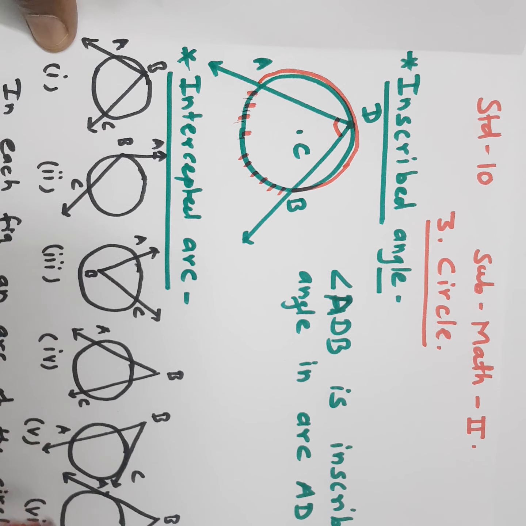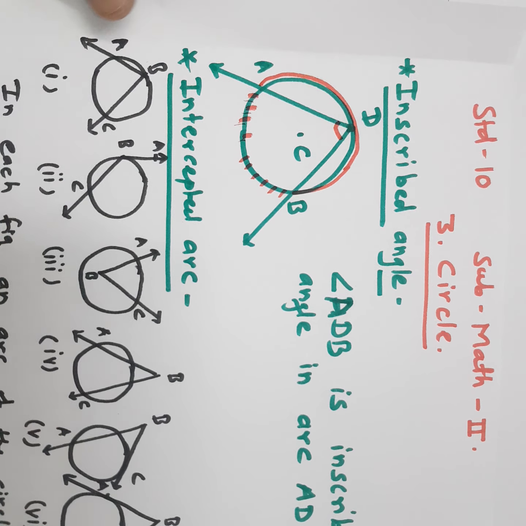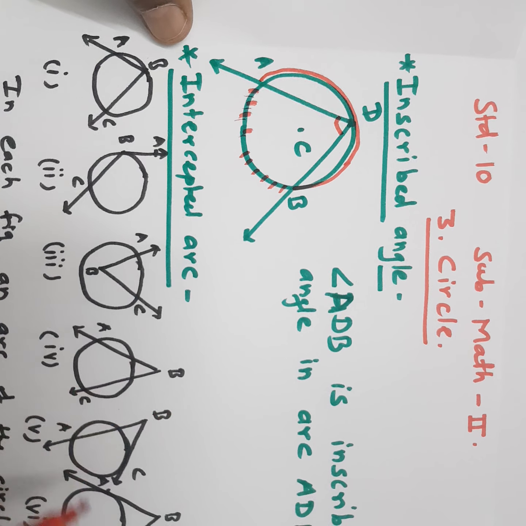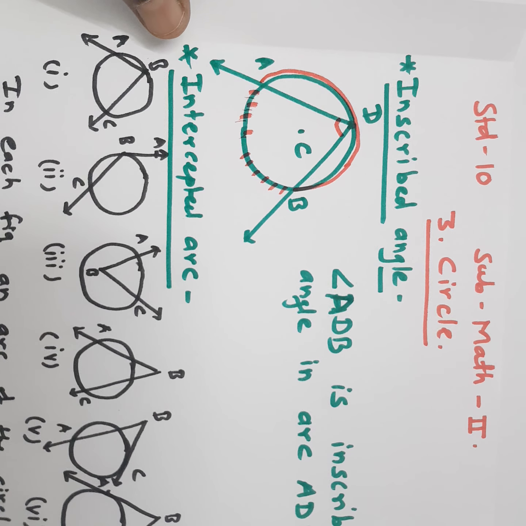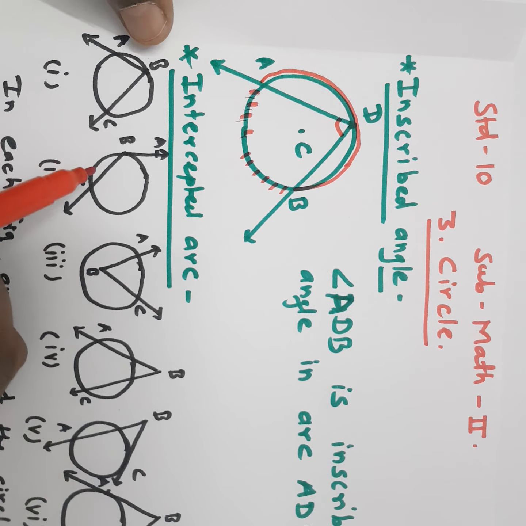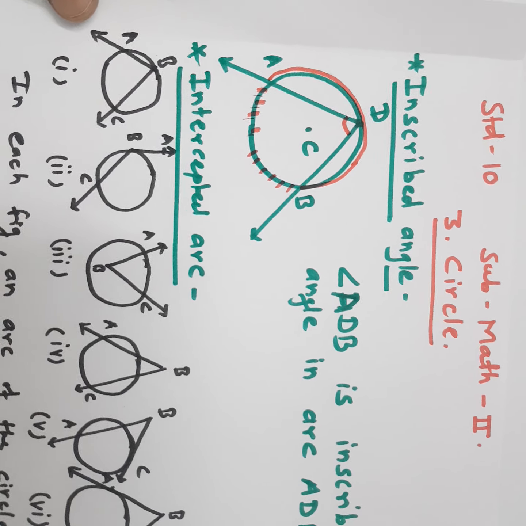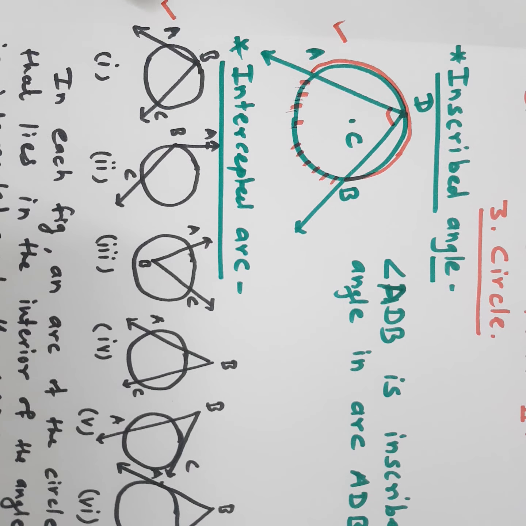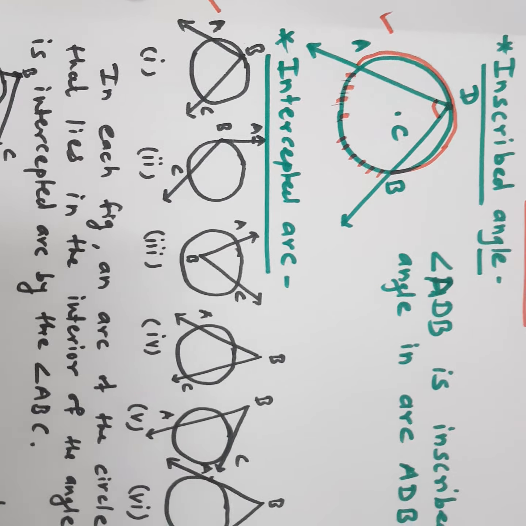But in the other figures, the angles given are not inscribed angles, because here vertex B is not on the circle, and here also angle ABC does not intersect the circle at 2 points. Therefore, these two figures are not showing an inscribed angle as well as an intercepted arc.